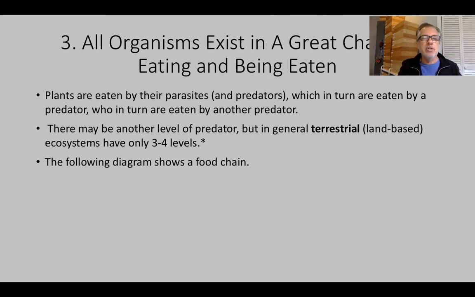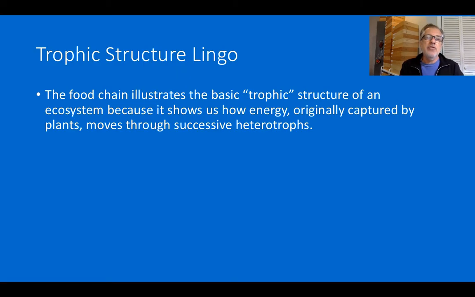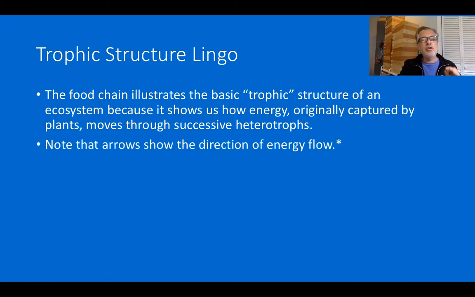The following diagram shows this as a food chain, and here you can see that a plant, the primary producer, is eaten by a mouse, which is eaten by a snake, which is eaten by a hawk. So the food chain illustrates the basic trophic structure of an ecosystem because it shows how energy, which was originally captured by the plants, moves through successive layers of heterotrophs. In an ecosystem, there will be many plants, many herbivores, many predators of the herbivores, and many predators of the predators of the herbivores. Now, you should note that the arrows in this diagram show the direction of energy flow, not who is eating who.